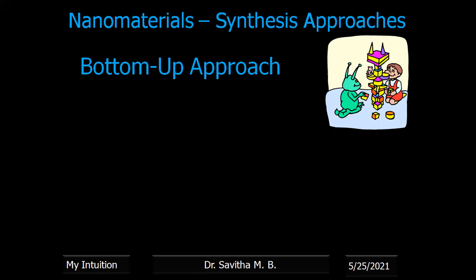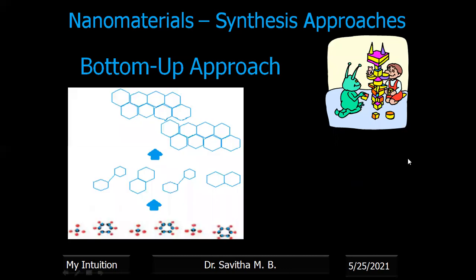The second one is the bottom-up process. You can see in this small diagram, bottom-up process means gathering small blocks, you can make a bigger one of required size. That is bottom-up, from the smaller one to the bigger one. Bigger one in the sense it is not to the bulk, but to the nano scale. See, here you have the nanomaterial.